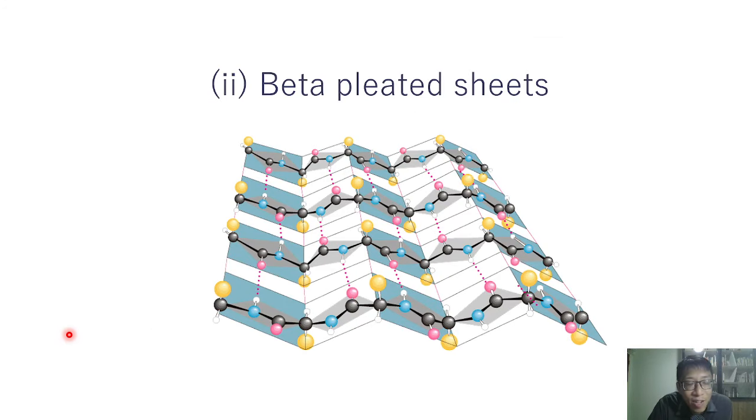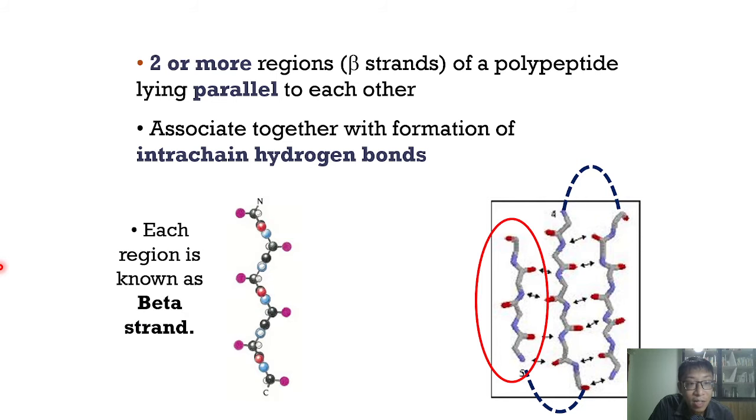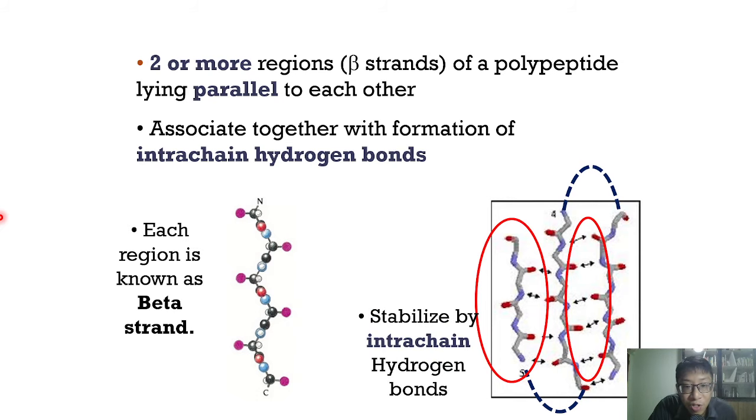Next would be the second common type of secondary structure, the beta pleated sheet. When the beta pleated sheet is formed, it consists of two or more beta strands. The segment of the polypeptide is folded in such a way that they have these parallel segments. Each one is a beta strand, and together it is one beta sheet or beta pleated sheet. Again, they are maintained or stabilized by hydrogen bonds that are formed between peptide bonds. Each one is called a beta strand. This one is one beta strand, circled here. Together, these three would form a beta pleated sheet, stabilized by hydrogen bonds mentioned already.